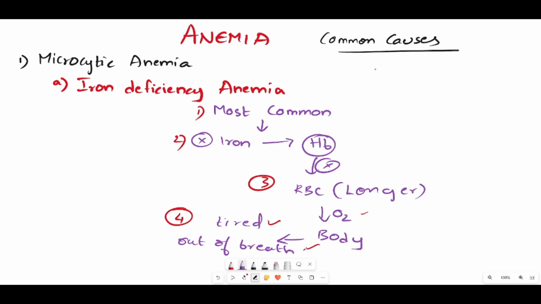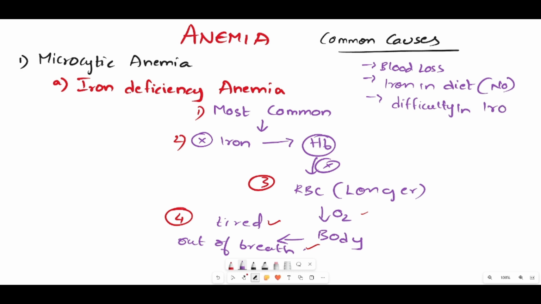Coming back to the common causes. This deficiency can occur because of blood loss. It can occur if there is not sufficient iron in the diet. This can occur if a person has difficulty in iron absorption. And also in case of pregnancy and childbirth, this can occur.